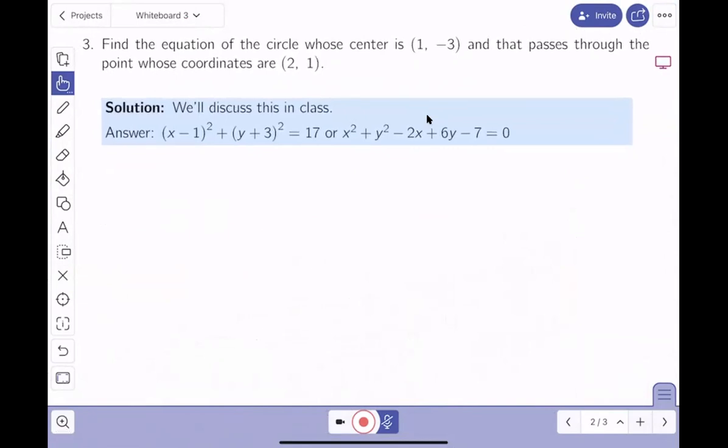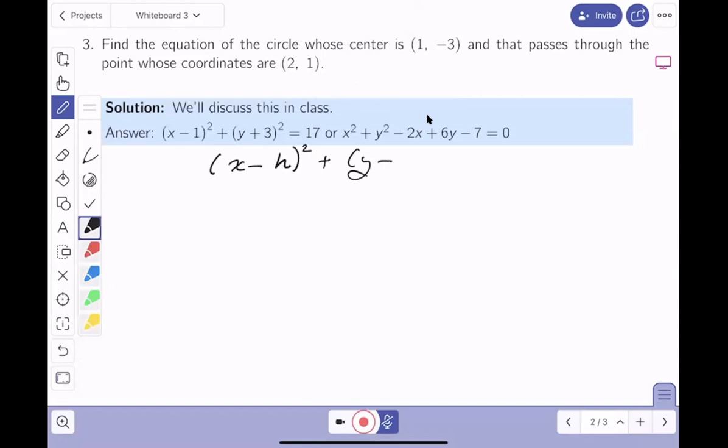Well, I know what an equation of a circle looks like. Let me write this down for you. It looks like this: x minus h squared plus y minus k squared equals r squared.